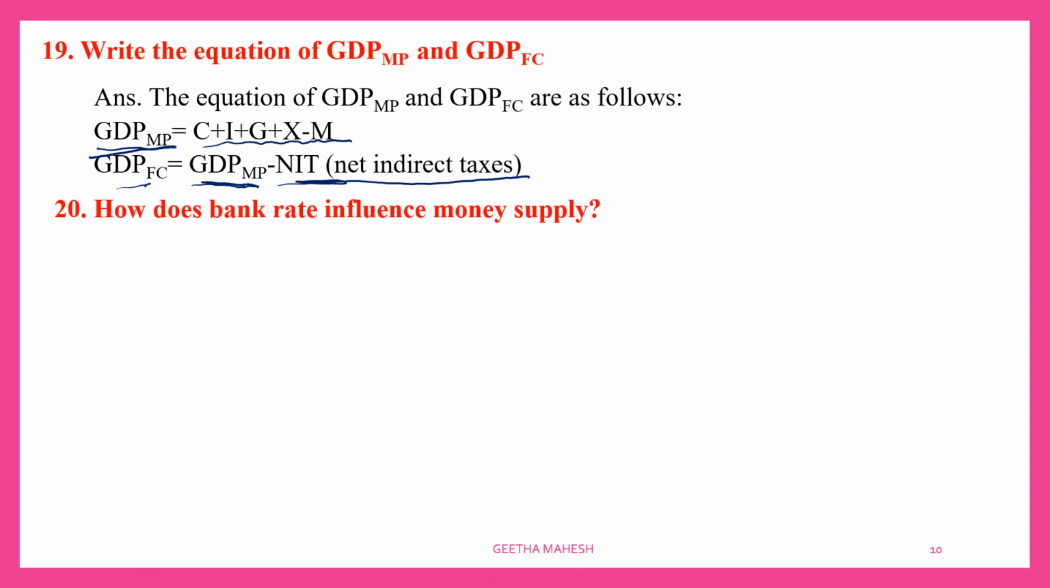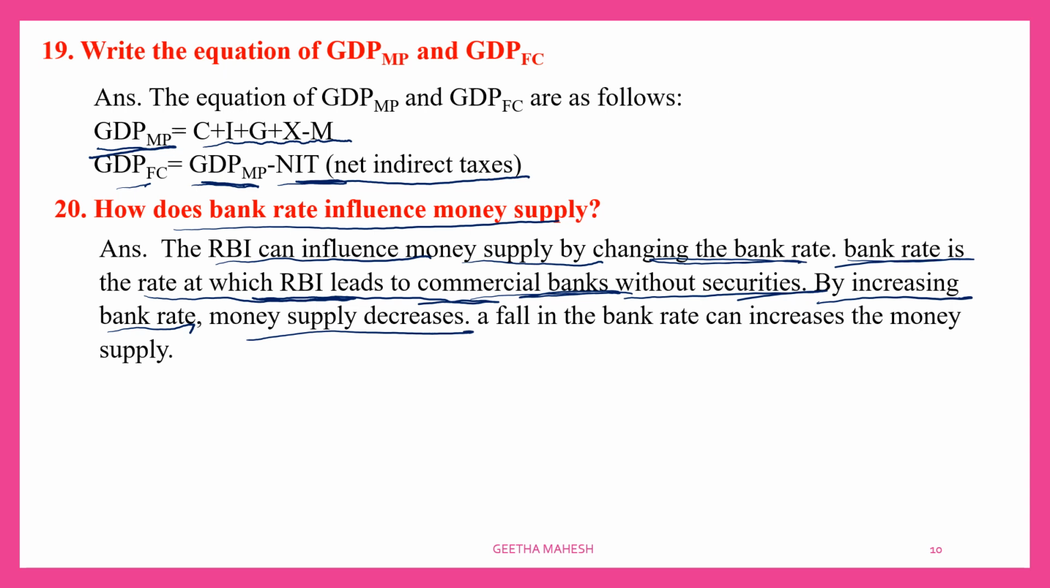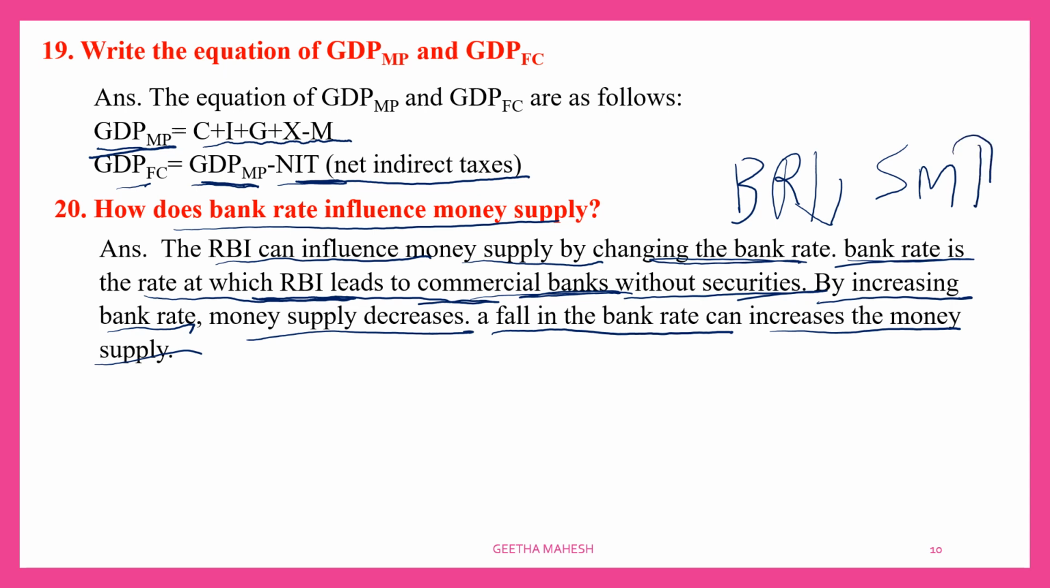How does bank rate influence money supply? Bank rate can influence money supply by changing the bank rate. What is bank rate? It is the rate at which RBI lends to commercial banks without securities. By increasing the bank rate, the supply of money decreases; a fall in bank rate increases the money supply. So, when bank rate decreases, the supply of money increases. When bank rate increases, the supply of money decreases.